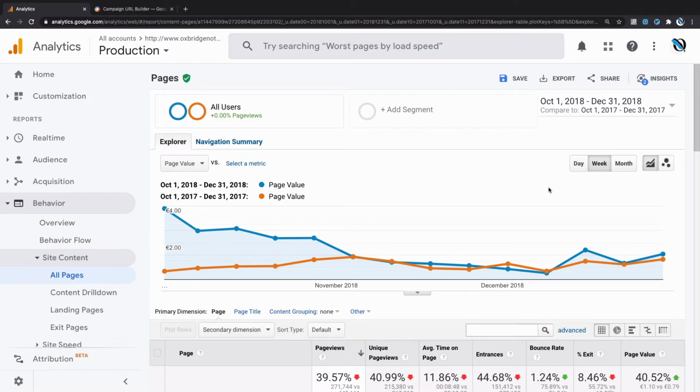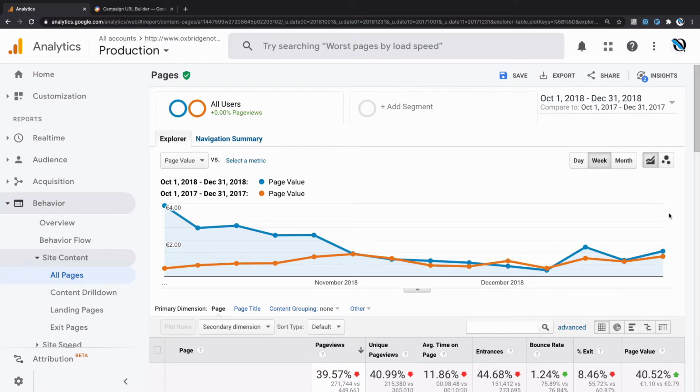And what we see here are 2 different graphs. So if I hover over here, you can see that the blue one is 2018, whereas the orange one is 2017. And the blue one is nearly always over the orange one, indicating that my page value increased due to the redesign. Of course, this isn't certain.